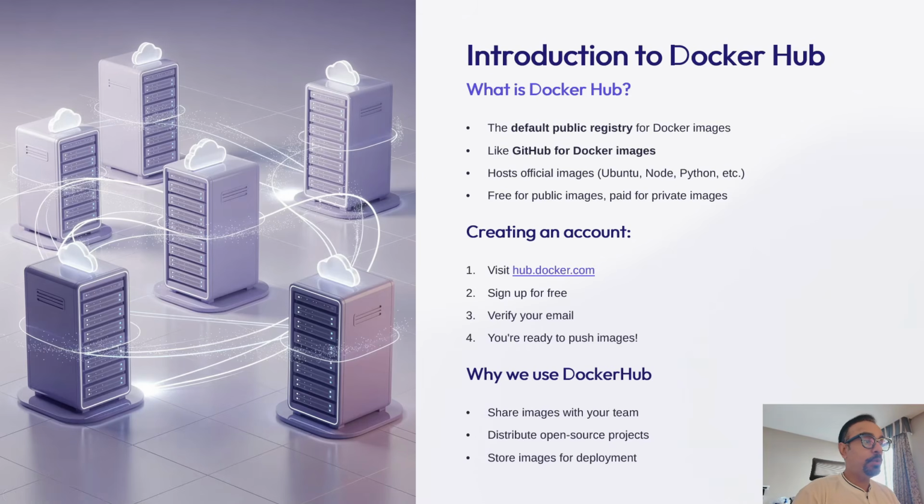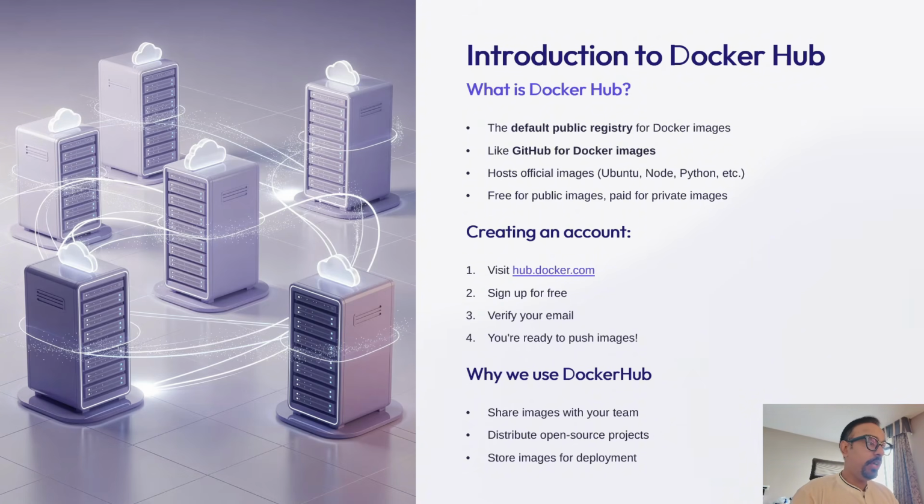Now, before we push our images, let's understand Docker Hub. Docker Hub is the default public registry for Docker images, and it's essentially like GitHub, but for Docker images instead of code. When you run docker pull nginx, which we did in our third video, Docker downloads it from Docker Hub, and then it runs it.